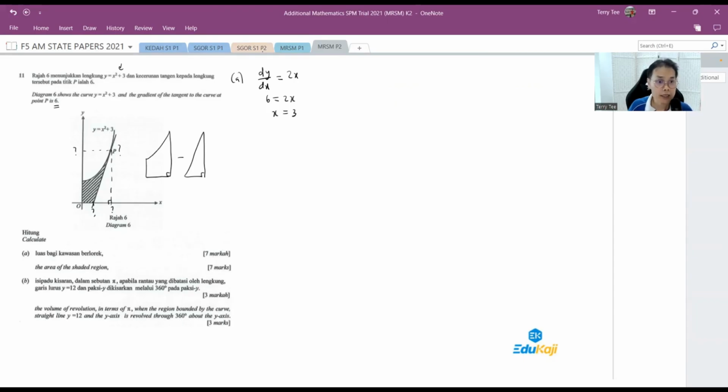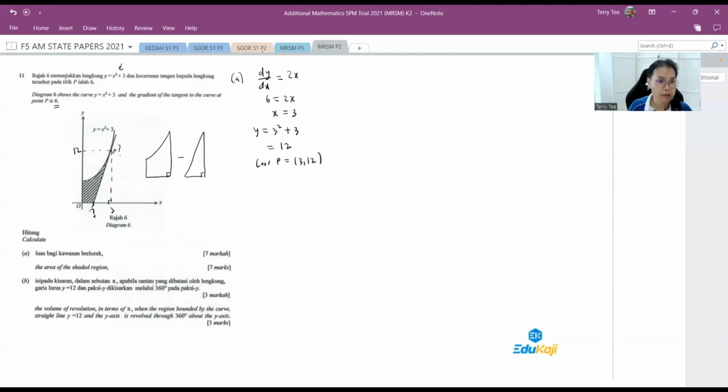So once you know 3, we can find the y coordinate. We just substitute into y here. 3 squared plus 3. 3 squared is 9. 9 plus 3 is 12. So the coordinate of point P is 3, 12. Okay, if I know this is 3, 12, I know this is 12, I know this is 3. I still need to find the x coordinate of this point here. That means first I need to form the equation of the tangent. Then I find the x-intercept of the tangent equation.